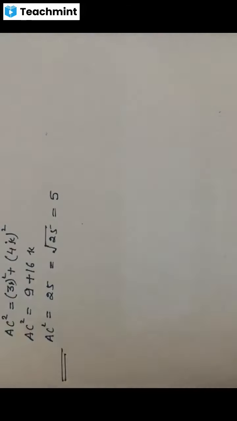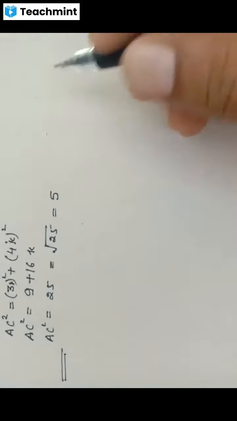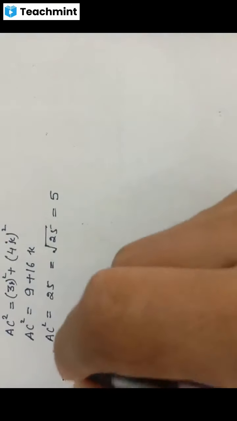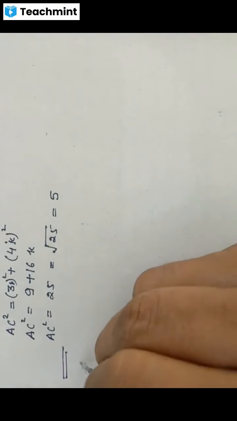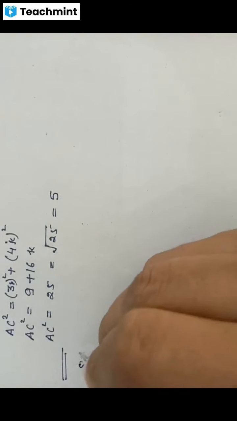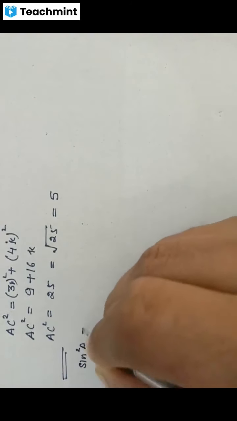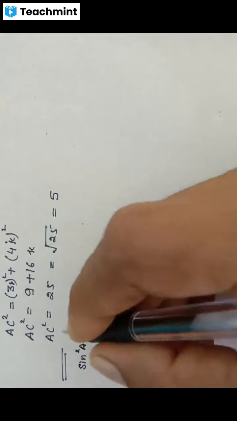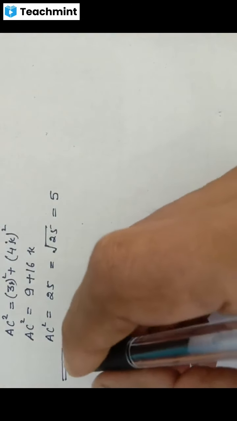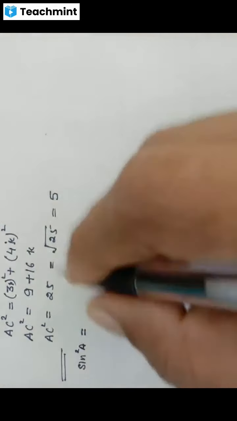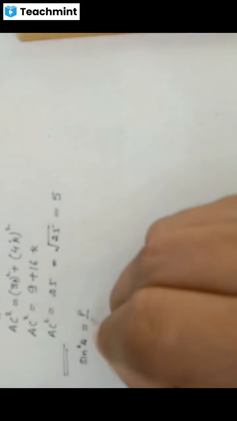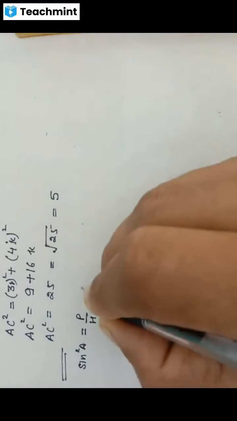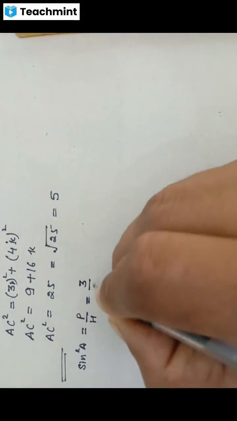First of all, I am going to find sin² A. Let's find everything separately. Here we will write sin A. What is the formula of sin theta? Sin theta is perpendicular upon hypotenuse. So in the given figure, my perpendicular is 3 and hypotenuse is 5.